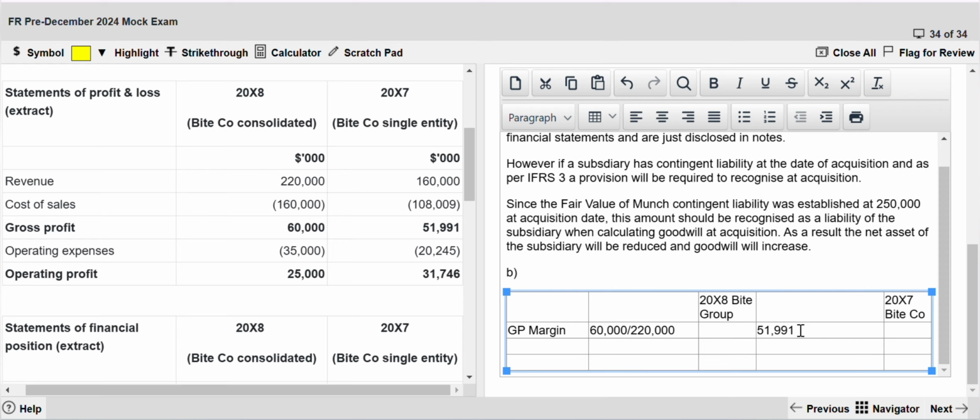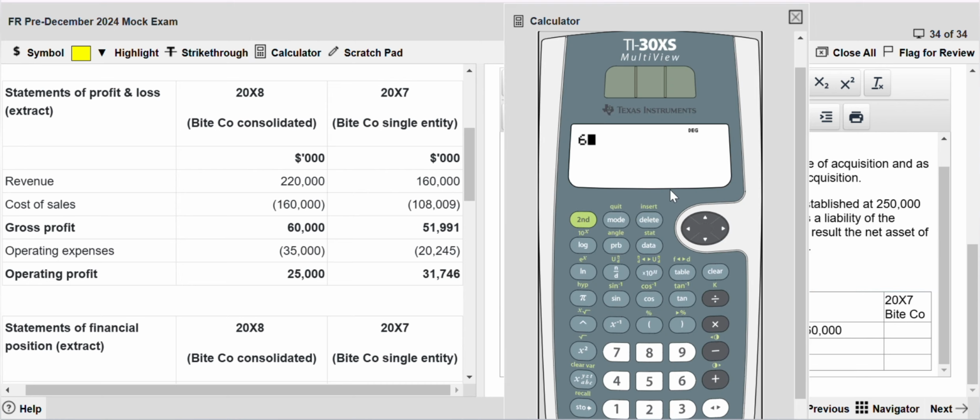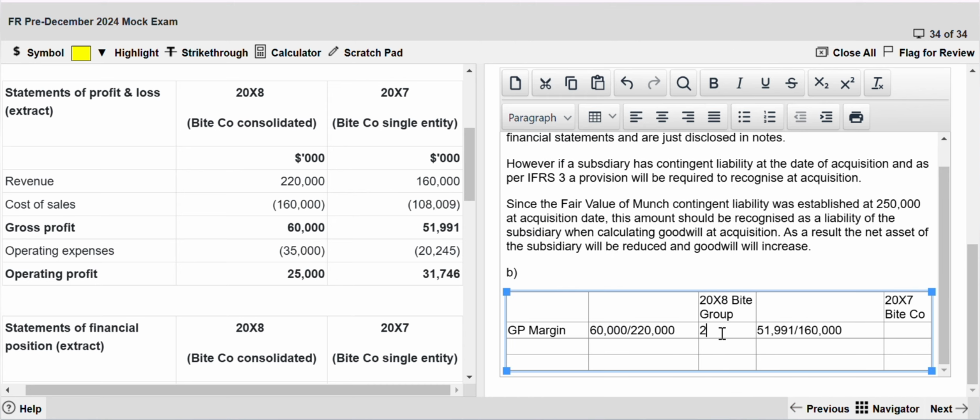51,991 for last year divided by 160,000. So 60,000 divided by 220,000 is 27 percent, correct? And 51,991 divided by 160,000 is 32.5%. I will put it as 33 percent. 27 percent and 33 percent, correct?